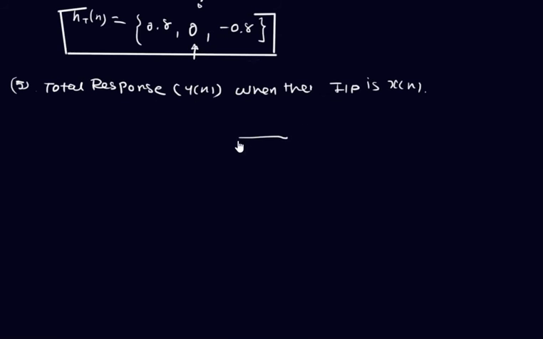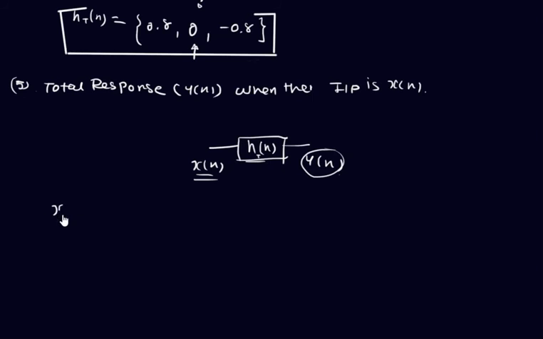Let us consider one simple system to understand our question. We have x of n. When the input is x of n, we have to find y of n. For that we also need h of n, but we have already found that in the form of hT of n, the total impulse response. So here we will have an impulse response, hT of n. We already have x of n, we have hT of n, and we have to find y of n.